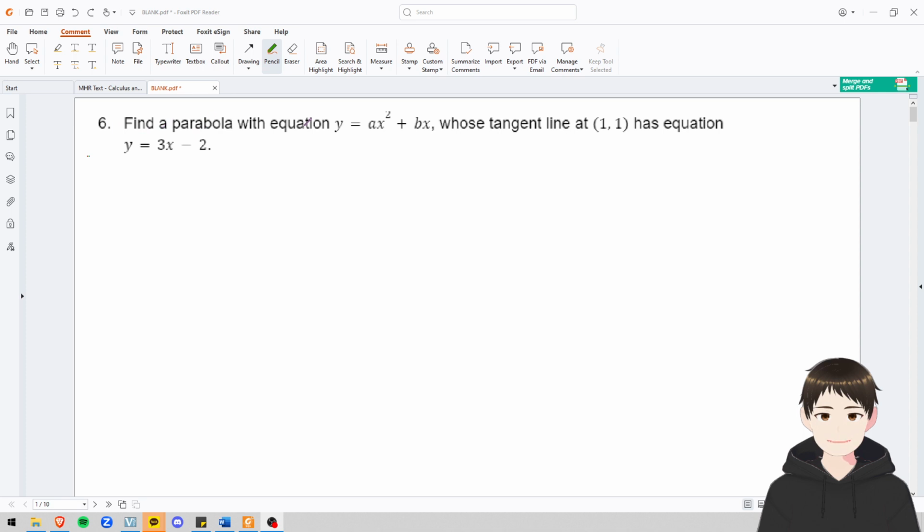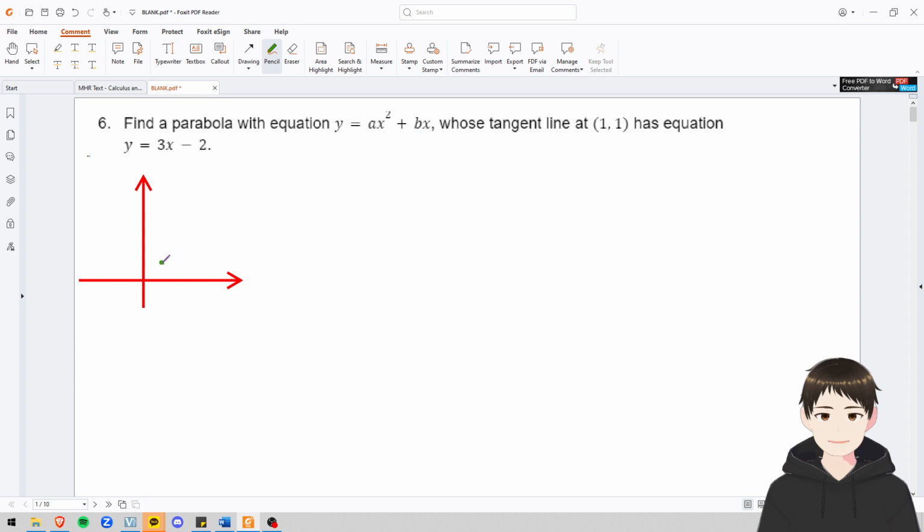In question 6, there's a lot to unpack, but I'm going to assume there are certain things you do know. When it's asking for tangent, you know there's going to be a derivative involved. Okay? And number 2, let's say you were asked this on a test. There are certain things that you can pull out from here, even without understanding what you're supposed to do. There's a parabola, ax squared plus bx, who has a tangent with y equals 3x minus 2 at the point (1, 1).